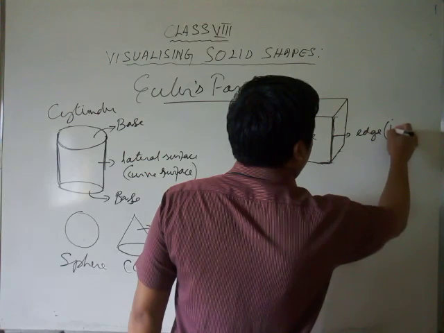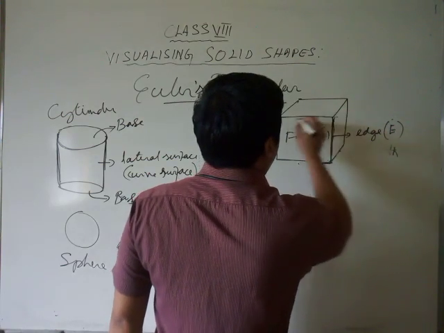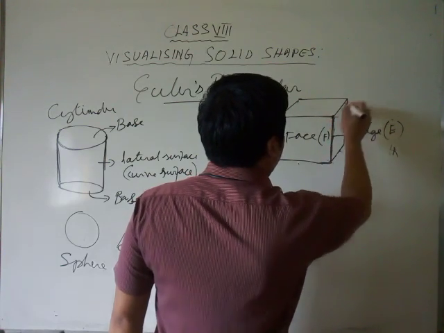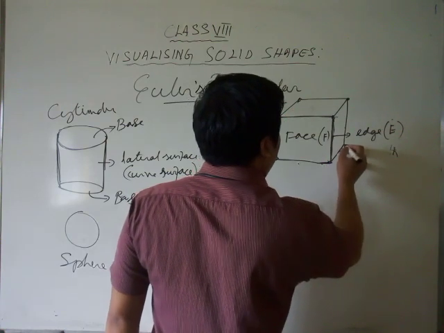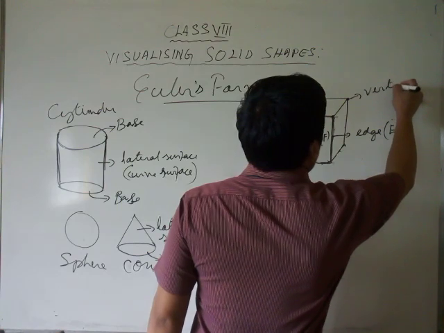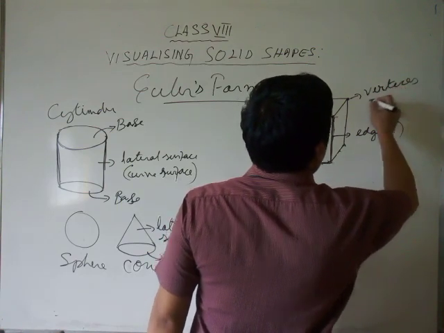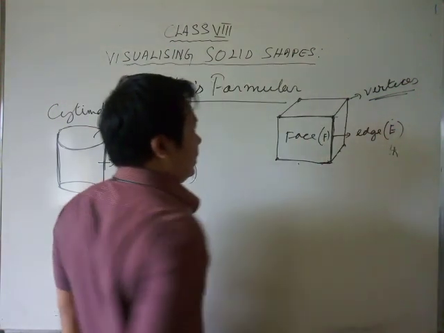Edge. X. This is F. Can you see that the edges are joining at some points? Yes. They are called vertex or vertices. They are called vertices, all together.